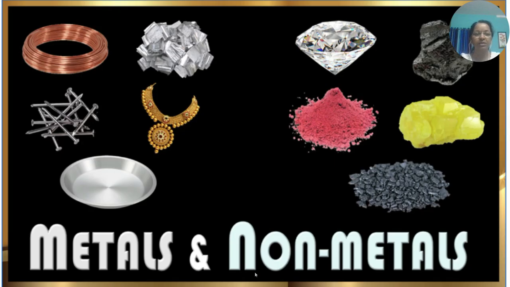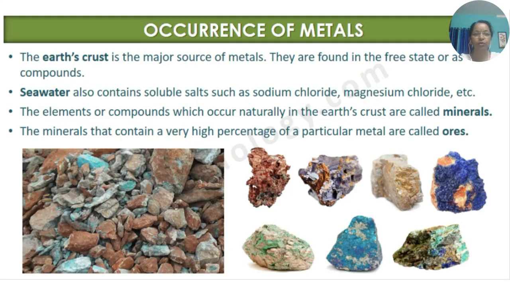Okay, metals extraction only we will be discussing in this video. To extract a metal, we should know where we can find them. We know that the earth's crust is the major source of metals. They are found in the free state or in compounds. And seawater also contains soluble salts such as sodium and magnesium chloride.